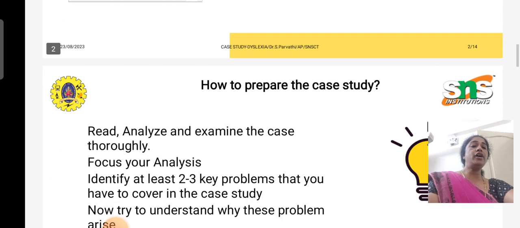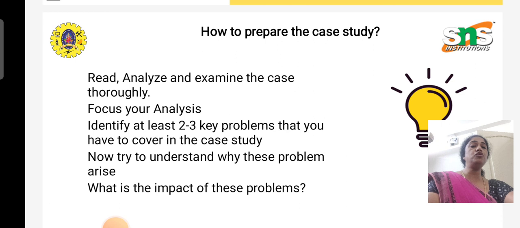Okay, so first thing you have to know is how to prepare the case study. First of all, you have to read the case properly and analyze and investigate the case thoroughly. The second step, analyzing, is very important, right? So identify at least 2 to 3 major key problems that you have to cover in this case study. Now try to understand why these problems arise and what the impacts of these problems are.